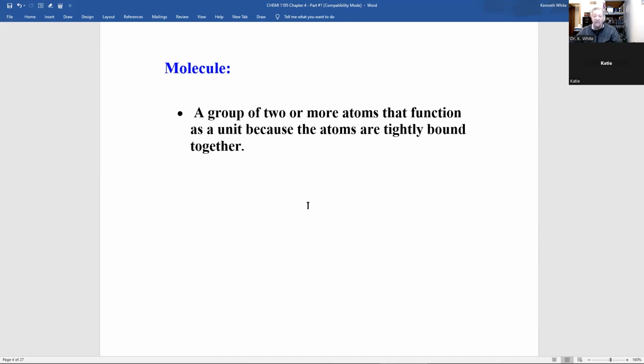What would be an example of a molecule? Well, the water in my water bottle is made up of water molecules, which are 2 hydrogens and 1 oxygen held together in what we call a water molecule.